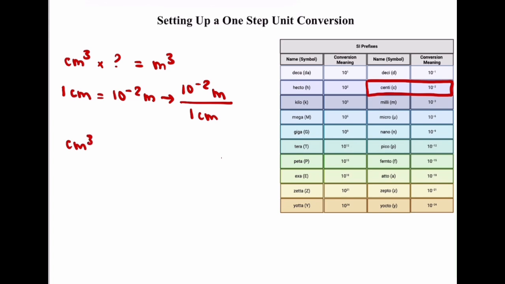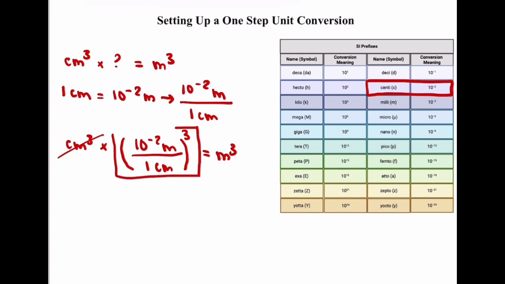So centimeters cubed times 10 to the negative 2 meter over 1 centimeter equals meters cubed. Don't forget that your units have an exponent, so don't forget to cube your conversion as well. So parentheses, 10 to the negative 2 meter over 1 centimeter cubed. Centimeters cubed will cancel, and you'll be left with meters cubed. 10 to the negative 2 meter over 1 centimeter is your answer.